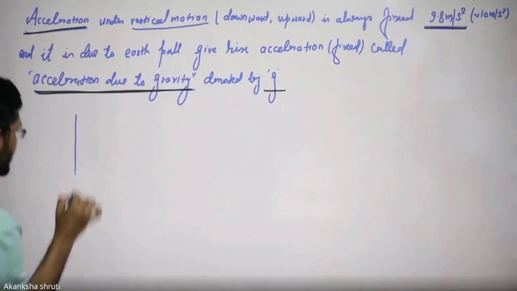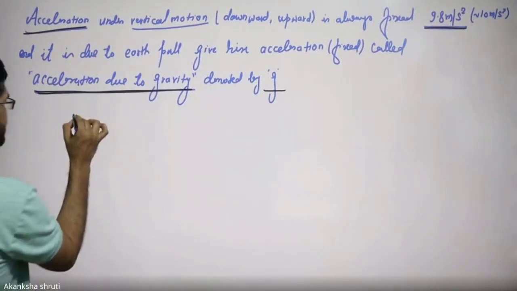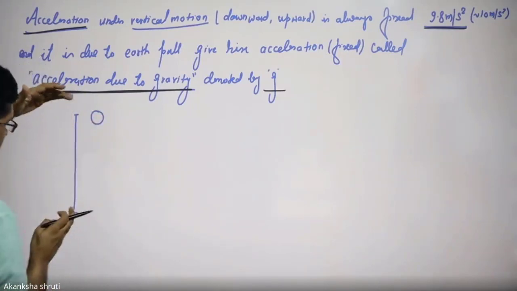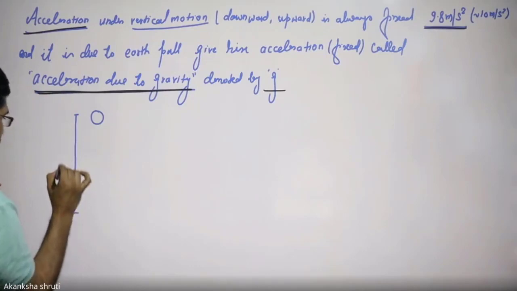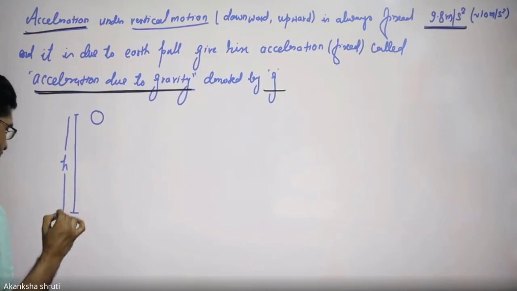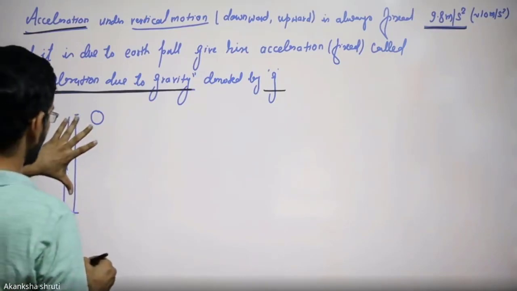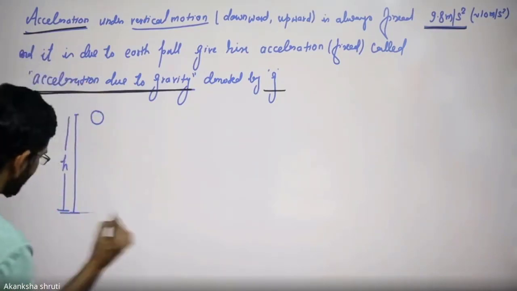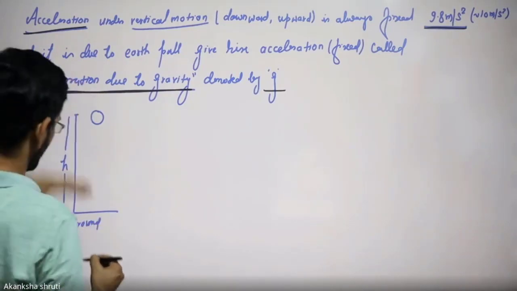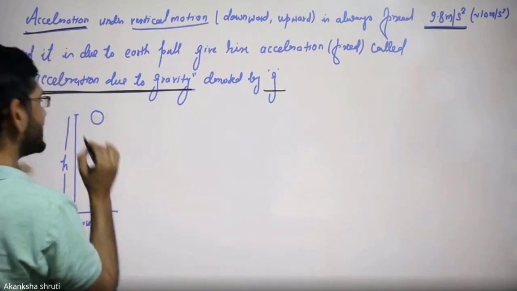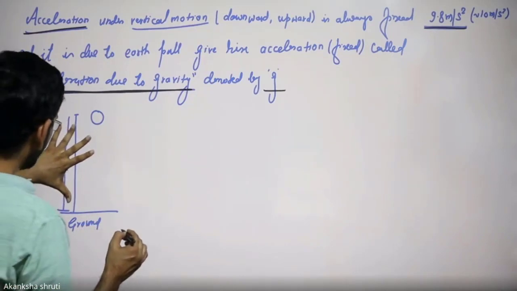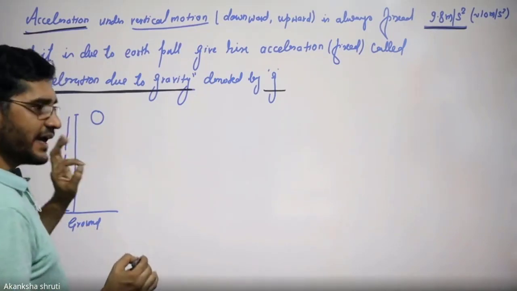Observe it carefully. Students, I am considering the ball is released from a certain height. For vertical motion, whatever the height or displacement the body will suffer is denoted by h. This is the level of the ground, the surface where the body will rest. So in this case, the displacement covered will be denoted by h.